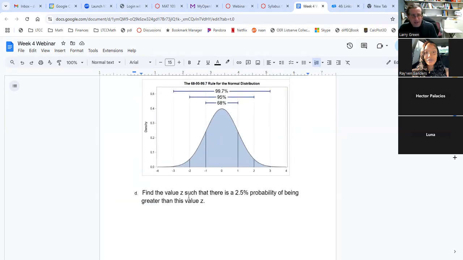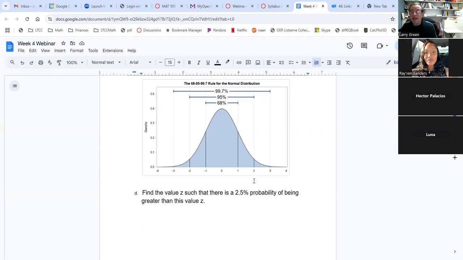Find the value of z such that there is a 2.5% probability of being greater than this value. Okay, so this is kind of a backwards question. Here we're given the probability and we want to find z, where in the other examples we were given z and we wanted to find the probability. So in this case, we want to find z such that there's a 2.5% probability of being greater than this value. First thing, it says only a 2.5% probability of being greater than the value of z.